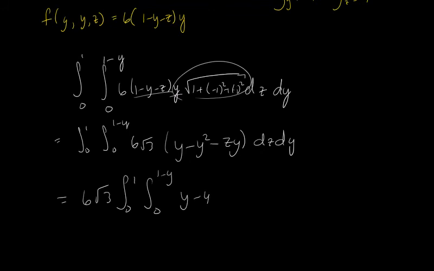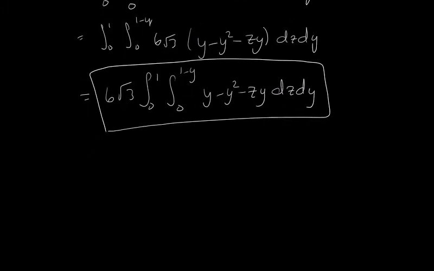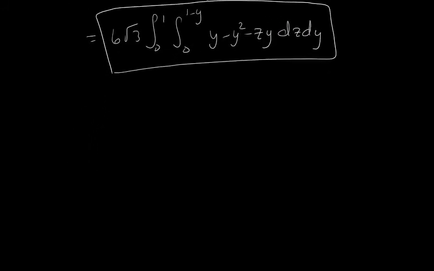We've got y minus y squared minus zy dz dy. There we go. So that is set up and ready to be integrated. Okay, so just a quick recap. When we're looking for the surface integral, what we're going to do is identify function g. So, the surface integral steps, if you will, the process.